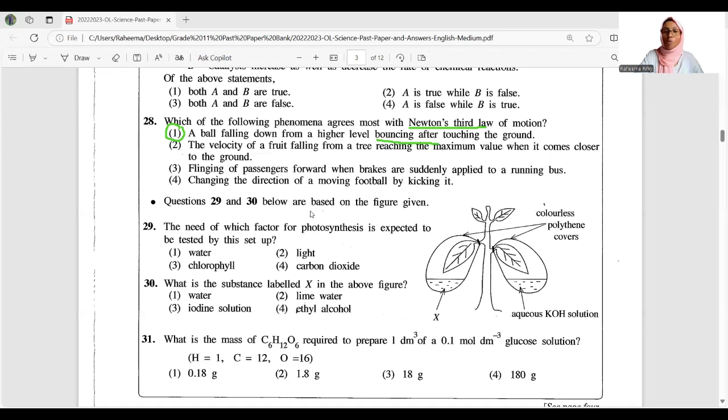Changing the direction of a moving football by kicking it. The football comes and then you are changing the direction of the ball. That is, of course, the action of the force. It's not much related to Newton's law. Newton's first law: we can change the direction of the football. That's it, right? So actually Newton's third law, action and reaction, is mainly discussed in answer number 1. We are moving to question number 29.